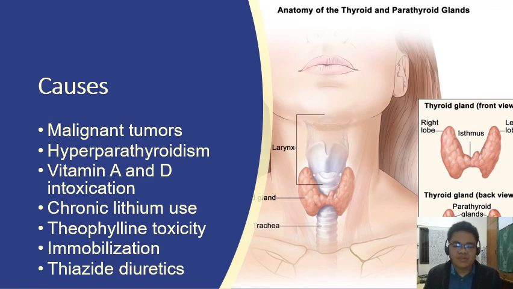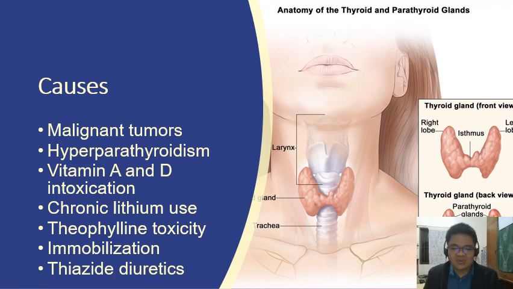The same thing happens in vitamin A and D intoxication. Chronic lithium use and theophylline toxicity. Immobilization, for your immobilization increases bone resorption. So when I say bone resorption, it is the activity of your osteoclast. And osteoclast is the cell in charge for bone breakdown. So if there is increase in the activity of the osteoclast towards your bone, the tendency is for the bone to be slowly broken. Okay, and once bone is broken, or metabolized, it is being released to your bloodstream.